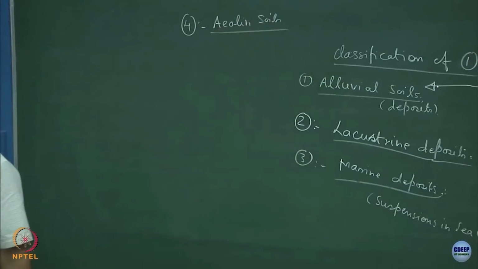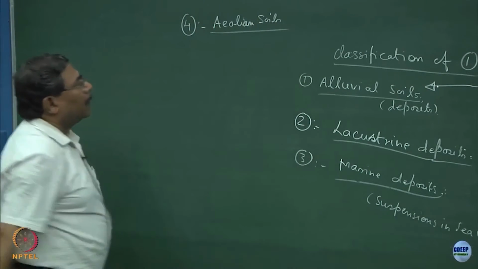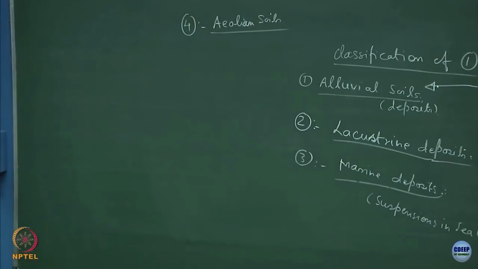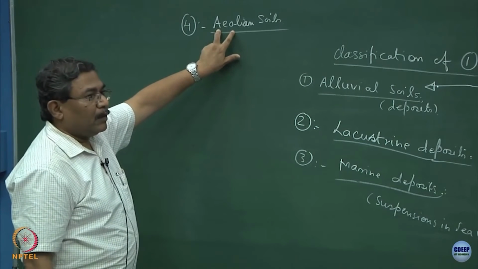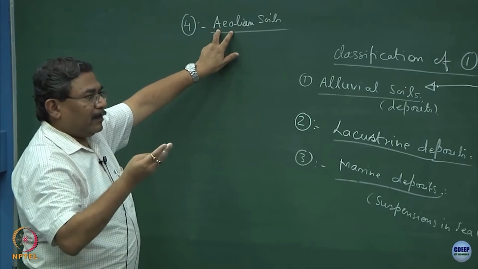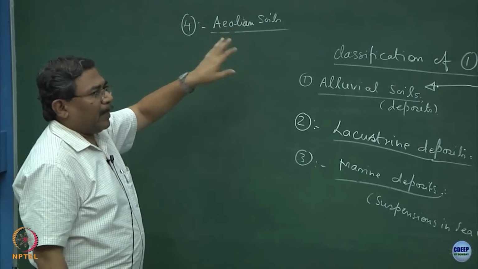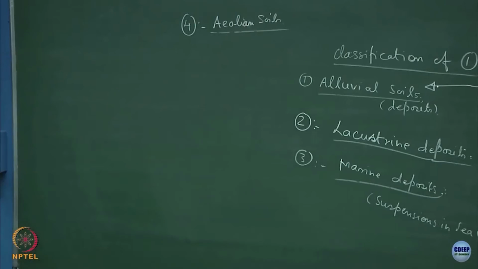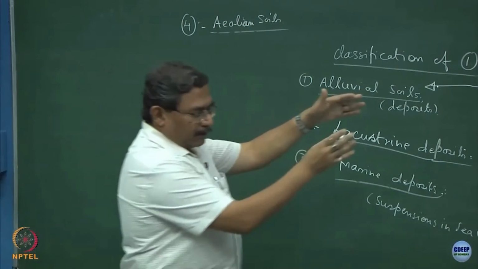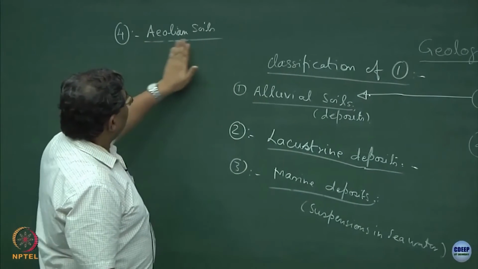What are aeolian soils? Aeolian, A-E-O-L-I-A-N, aeolian. Aeolian has something to do with the air, clear, aero. These are the soils which have been lifted up by wind activity and very fine particles, they got deposited and hence aeolian. So, most of the transported soils which you have in Jaisalmer, Barmer, Bikaner, the western part of India, these are all aeolian deposits, clear.